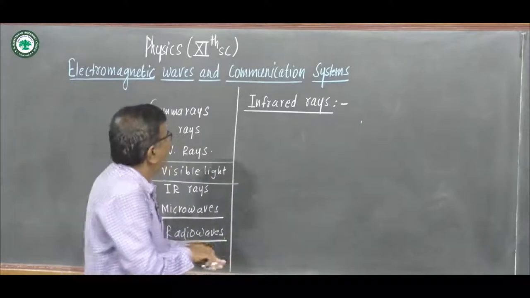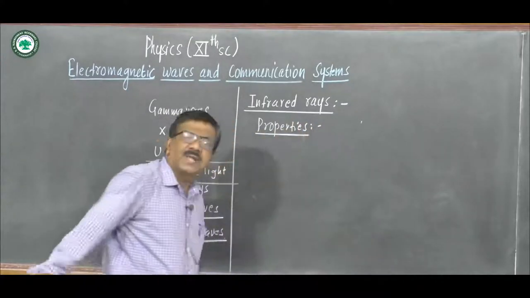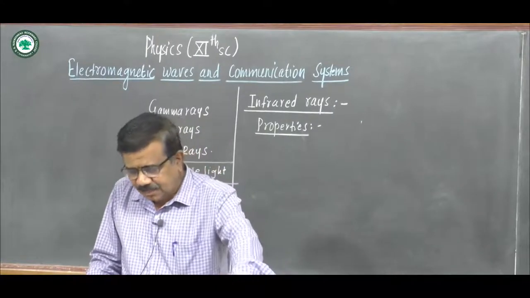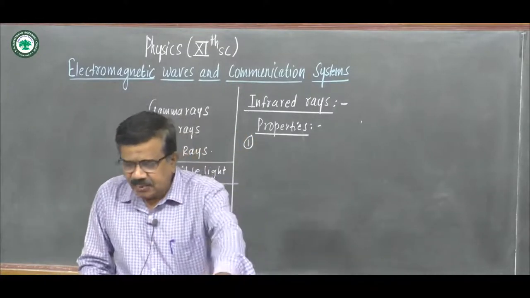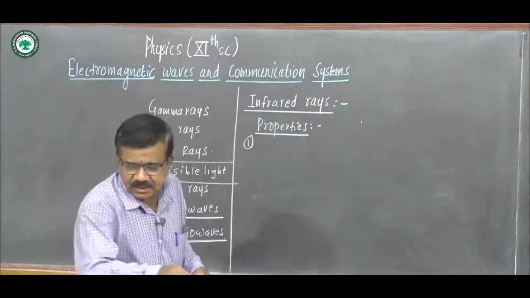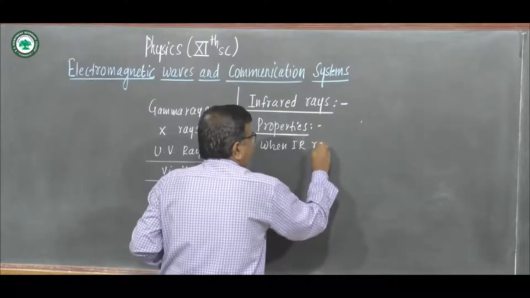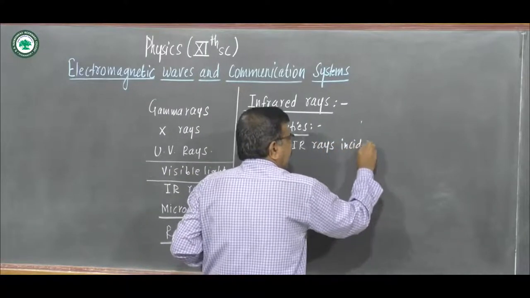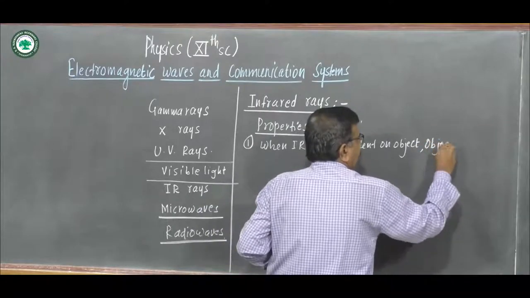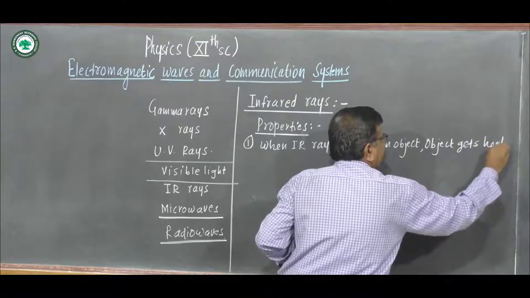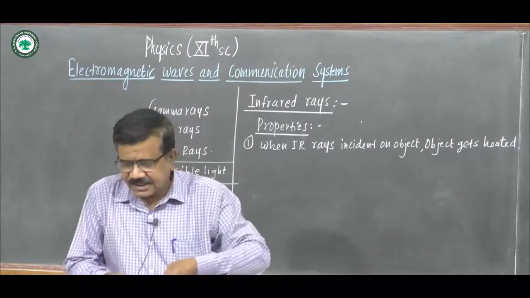Properties of infrared rays. All hot bodies, we know, are the sources of the infrared rays. The first property of infrared rays is, as they are produced from hot bodies, when infrared rays are incident on any object, the object gets heated. These rays are already produced from hot sources, and when they are incident on the body, that object gets heated.